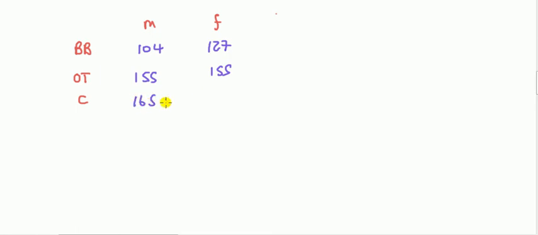So I've got the crosstabs table, it gives me male and female, and I've got a choice of breakfast bar, so type of bar, oats, and cereal, and then I've got the numbers coming in. So let's have a look. 104 there, 127, 155, 155, 165, and 174. And then let's calculate the totals. Total number of males, add those three figures up. 424.